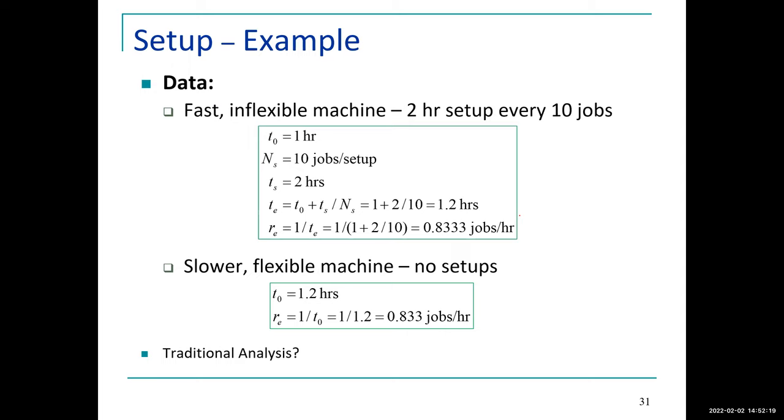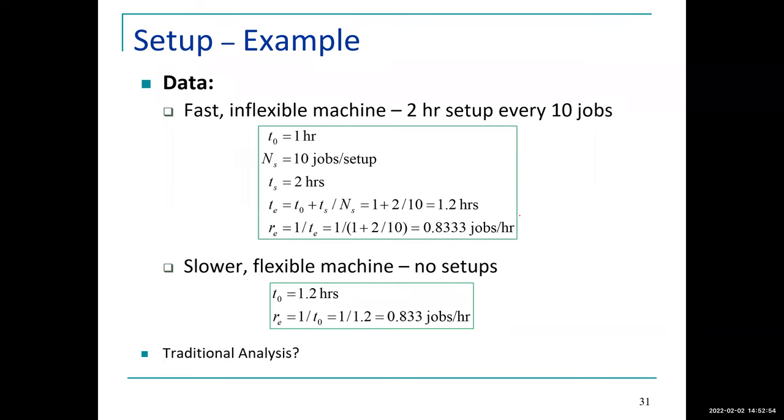So let's look at this example. Here we have a fast, inflexible machine with 2 hours setup every 10 jobs. And we have a slower, flexible machine with no setups. So we can compute using these parameters. T0 is the mean process time. We have the number of jobs between setups, NS, equals 10. TS is the time of the setup.